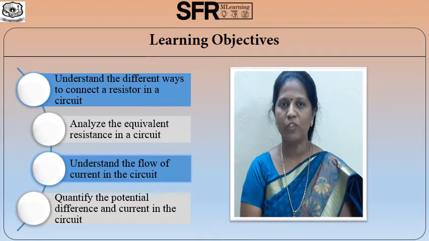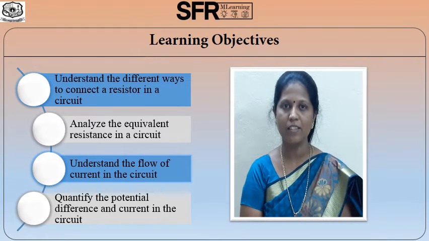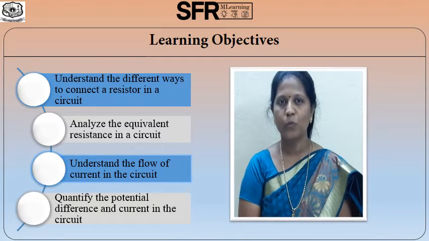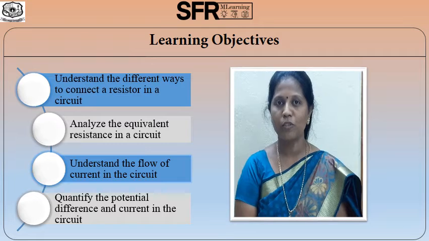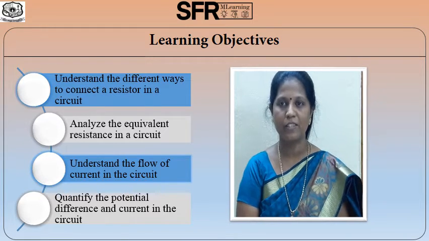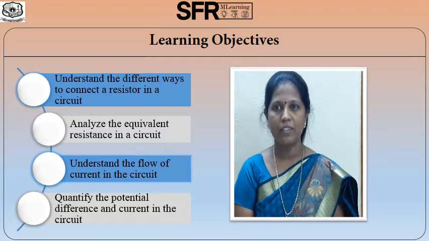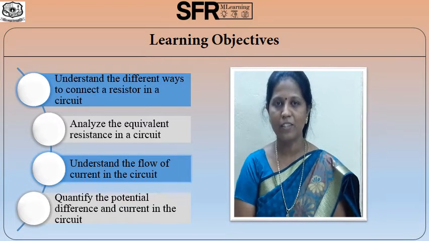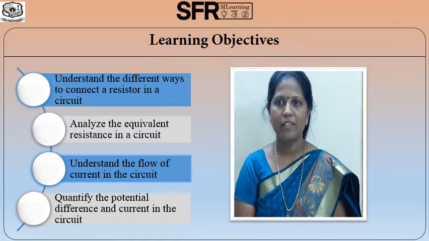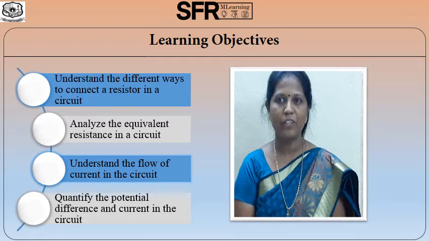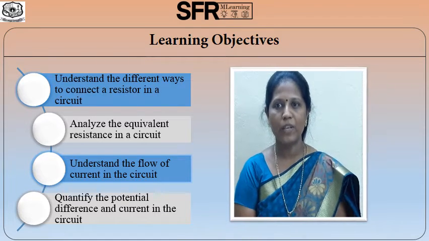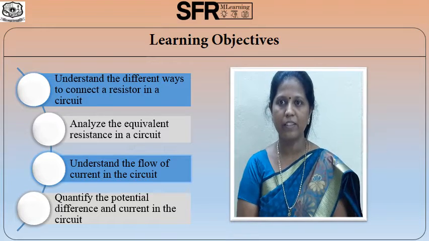On learning this module, you will be able to know about resistors, and resistors can be connected in many ways in a circuit. So by learning this module, you will be able to know about the different ways to connect a resistor in different circuits. If a resistor is connected in a circuit, it can be analyzed with the equivalent resistance in a circuit. Next, we'll be able to understand the current flowing through the circuit and quantify the potential difference and current in a circuit.